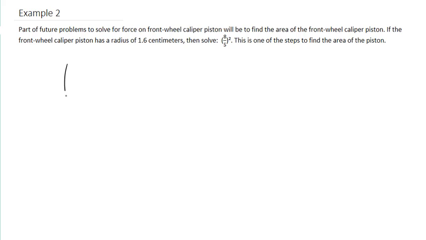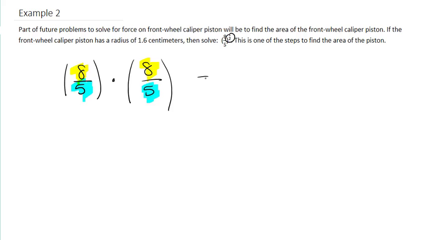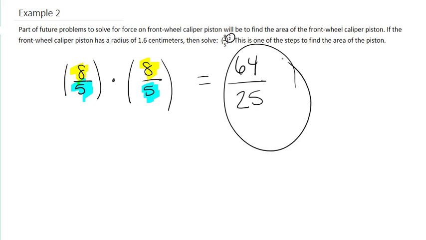So we have 8/5, which is our base number, and we have 2 of them. So we're going to go ahead and multiply it by another 8/5, as we have 2. So now we have 8 times 8 and 5 times 5. So 8 times 8 is 64, and 5 times 5 is 25. And this would be the solution to this problem. So let's do one final example.